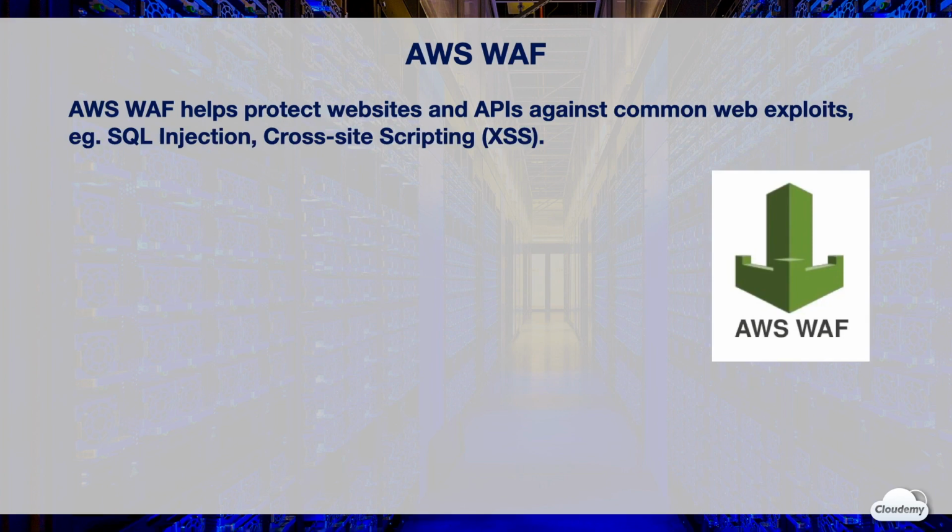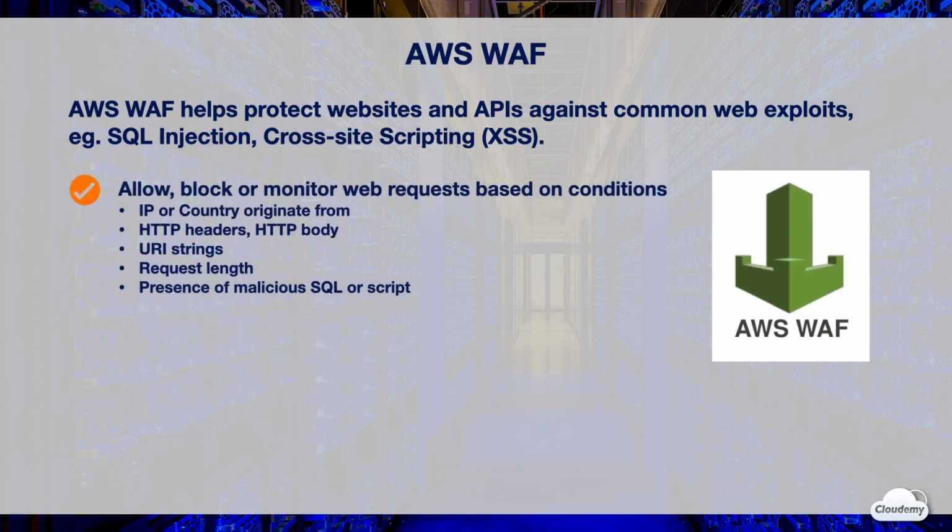AWS WAF is a web application firewall, that helps protect web applications and APIs against common web exploits, such as SQL injection and cross-site scripting. WAF enables you to control how traffic reaches your applications, by creating security rules that block common attack patterns. You can allow, block, or monitor web requests based on different conditions, such as IP or country originate from, HTTP request headers and body, URI strings, request length, and presence of malicious script or SQL code.